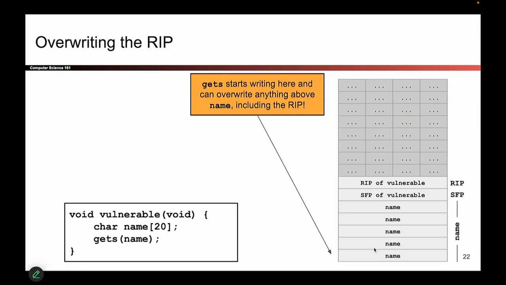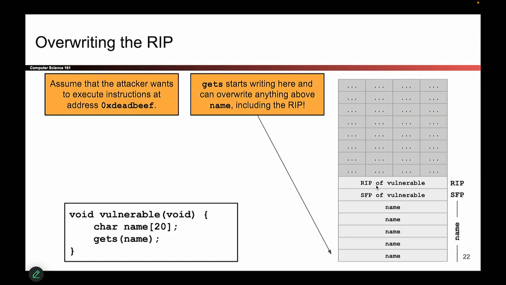What does that do? It says, all right, user, give me your input. And whatever the user gives to me, I will write here, and here, and here, and here. And if the user has a really long name, I'll keep writing and writing and writing. And I'll overwrite other things on the stack, possibly including this RIP address. And that's dangerous.